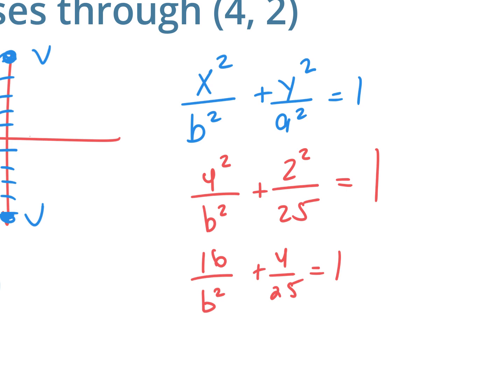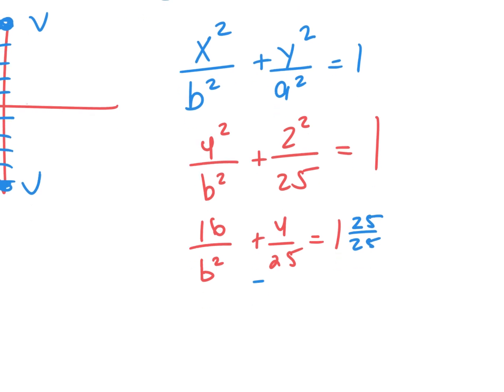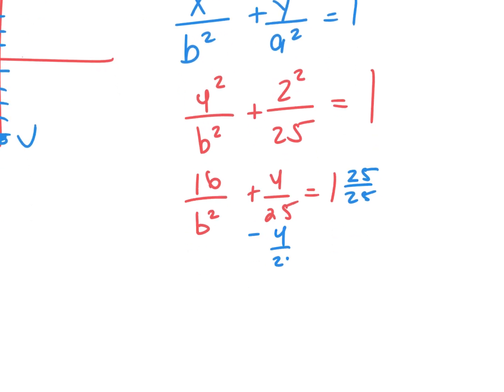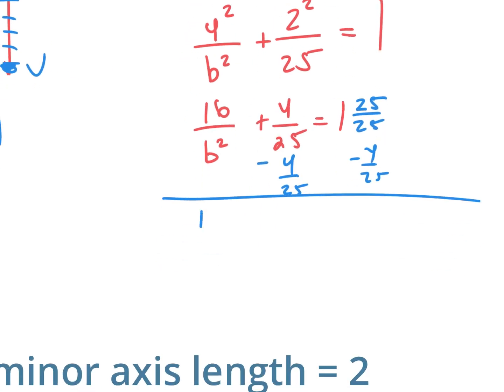How do I solve this? Okay, so are you guys okay with me changing this to 25 over 25? Why did I do that? Common denominator, right? Okay, so I made 1. So now I'm going to subtract 4 over 25. And I get 16 over b squared equals what? 21 over 25.